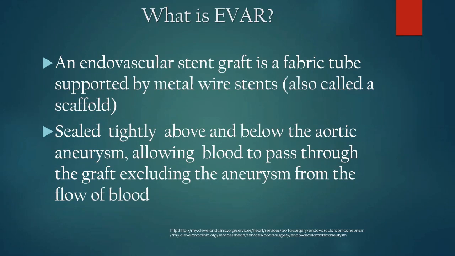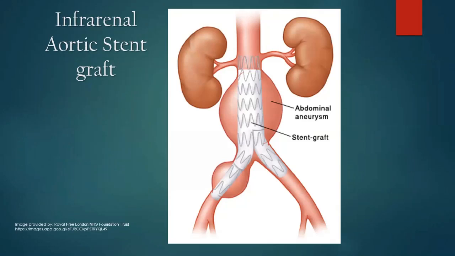An endovascular stent graft is a fabric tube supported by metal wire called scaffold, and it has a Z appearance in it. The endograft is sealed tightly above and below the aortic aneurysm, allowing the blood flow to pass through the graft, excluding the aneurysm sac from blood flow. And here's an animated diagram of what a stent graft looks like. Again, placed in the aorta above and below the aneurysm, allowing the blood flow to pass through.